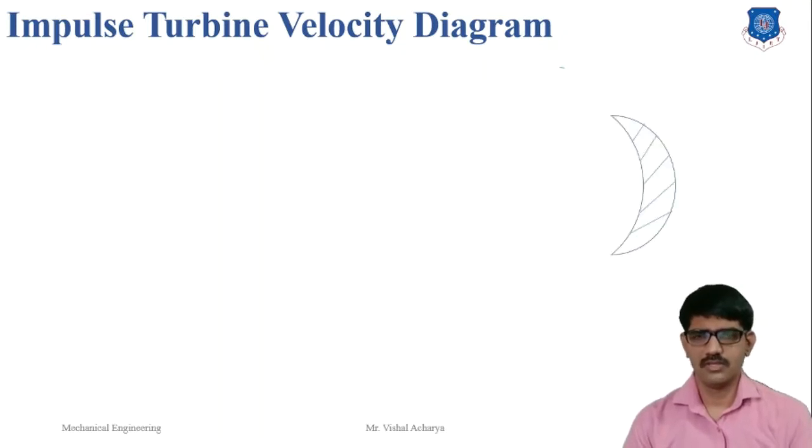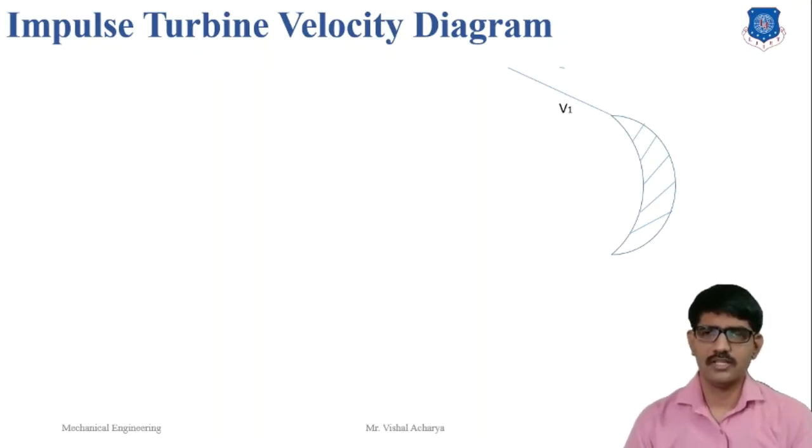The rate of change of momentum causes the dynamic action of the steam. This is the cross section of the blade attached to the turbine rotor, and the rotor is attached to the shaft, which is connected to the electrical generator to produce electricity. V1 is the absolute velocity, also called the nozzle velocity. The steam expands from the nozzle and achieves kinetic energy, and the velocity of this kinetic energy is V1, the absolute velocity. The nozzle angle is alpha 1.